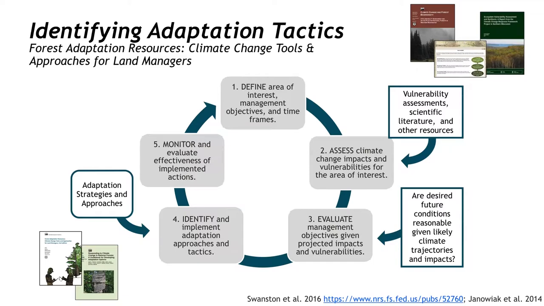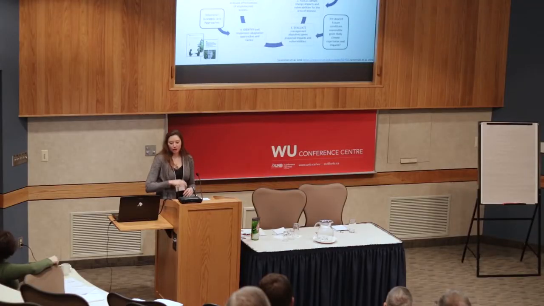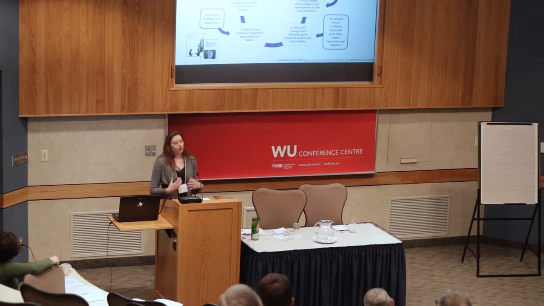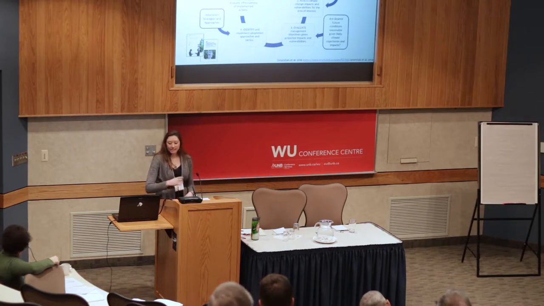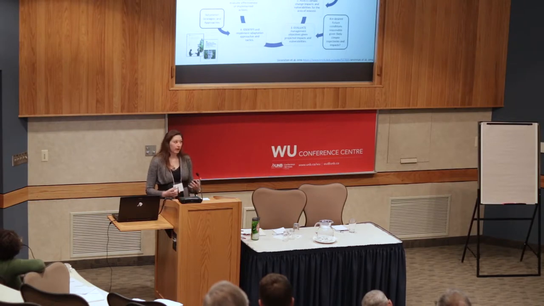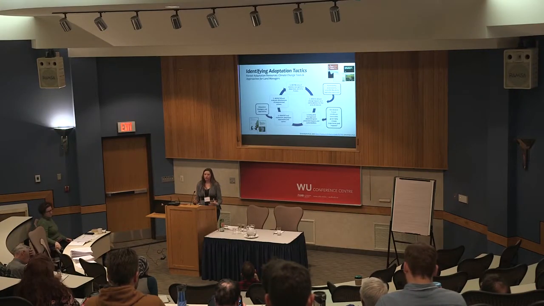And so we really have taken this adaptive management framework and just integrated climate change into it. And so this is from the NIACS Forest Adaptation Resources Framework again, where of course we start by defining the area of interest. What are the management objectives? What are the timeframes we're going to do this in? And then assessing those climate change impacts to that local ecosystem and determining the different climate vulnerabilities for that area of interest using vulnerability assessments, scientific literature, other local experts and research and resources.